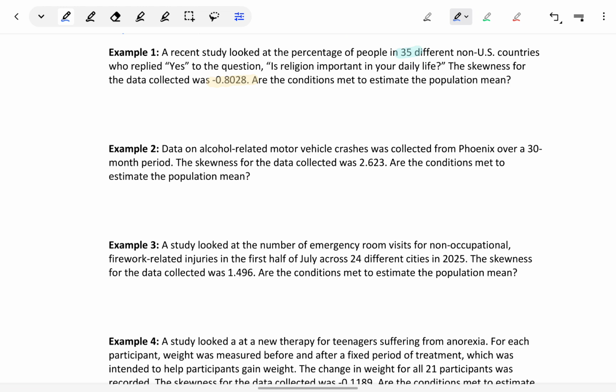because 35 different countries were studied. So that means that our sample size is going to be 35, which is definitely greater than or equal to 25. So without even considering the skewness, yes, the sample size is 25 or larger. So since the sample size is large, we can estimate a population mean.